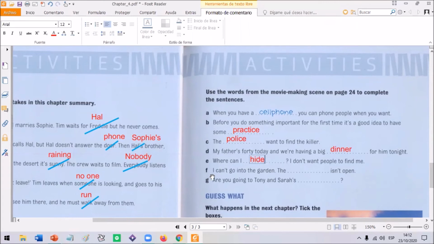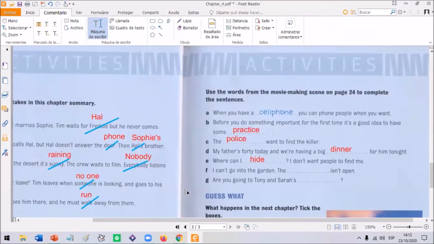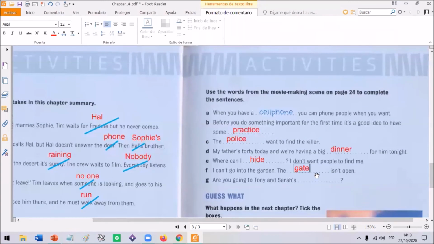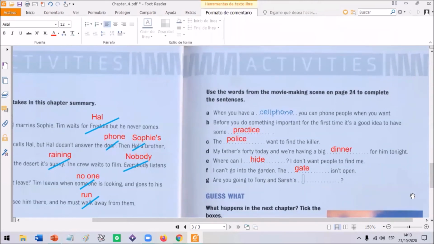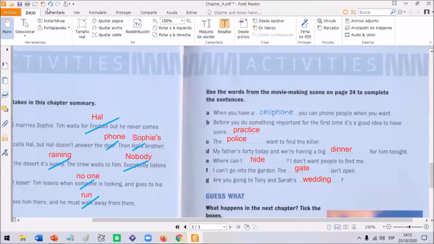Next. I can't go into the garden. The isn't open. Now, right, the gate. Yes, remember, gate is a very big door, okay? I can't go into the garden. The gate isn't open. Finally, are you going to Tony and Sarah's? Now, what's the missing word? Yes, excellent. It's wedding, una boda. Casamiento, yes? Are you going to Tony and Sarah's wedding? Well done, Tween. Very good work.